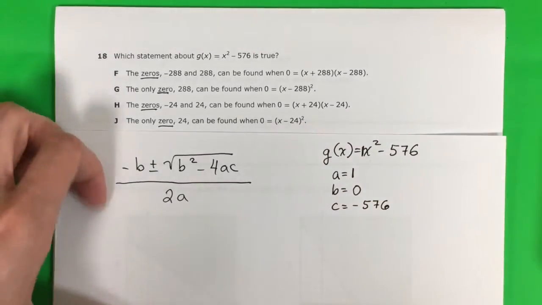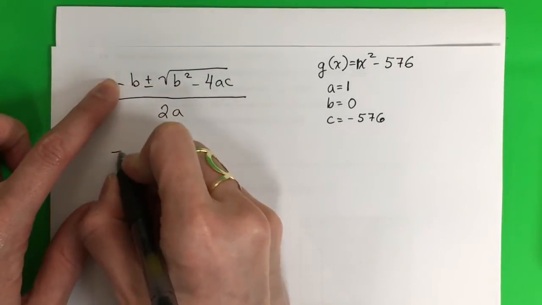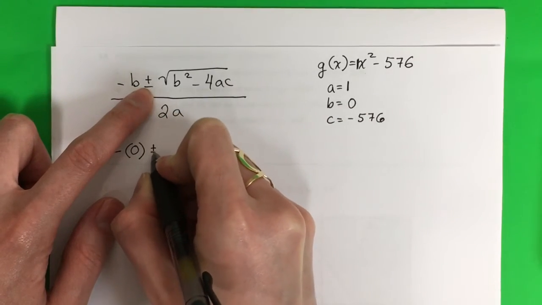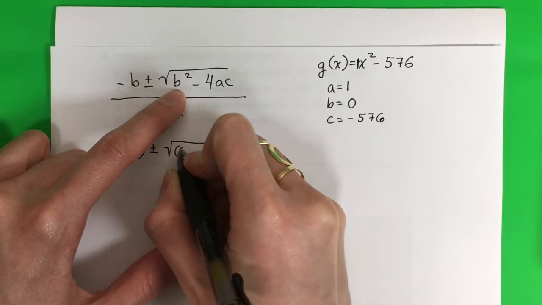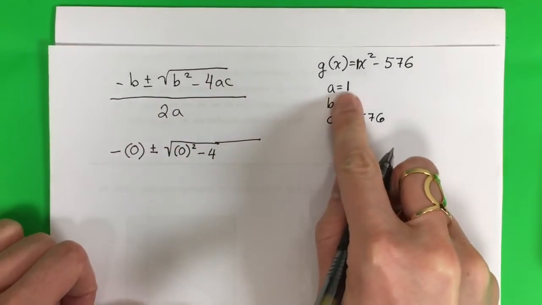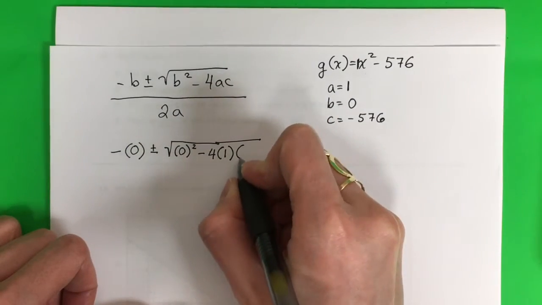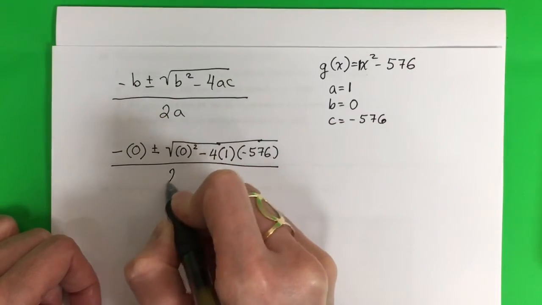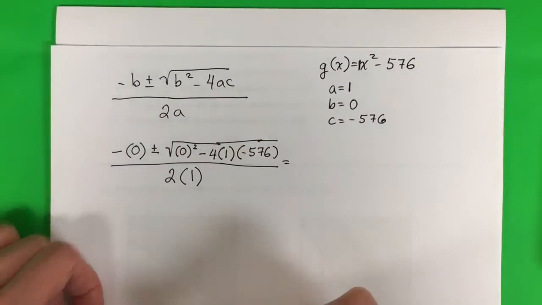There. So now let's go ahead and solve this. I'm going to put these numbers inside the formula. So I have negative b. What is b? B is 0 in parentheses. Plus or minus square root b is 0 in parentheses, squared, minus 4, a is 1 in parentheses, after a is c, negative 576 in parentheses, divided by 2, a is 1 in parentheses. There. Okay, let's keep going.